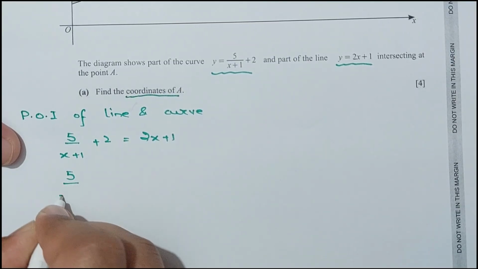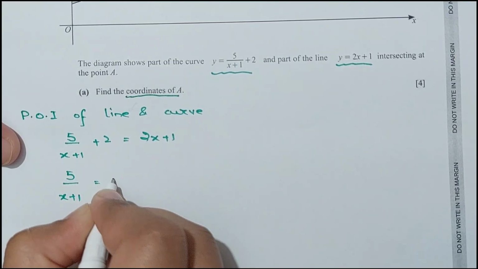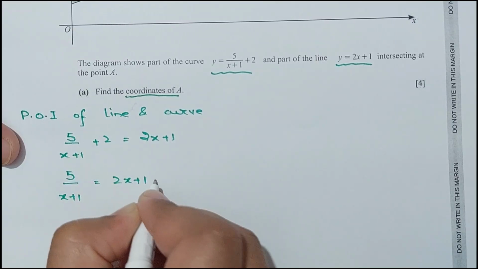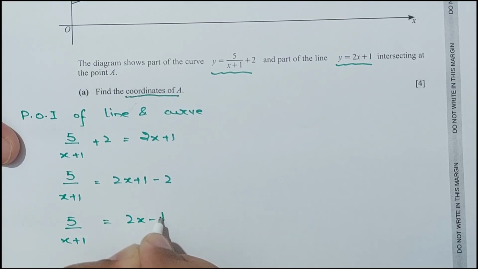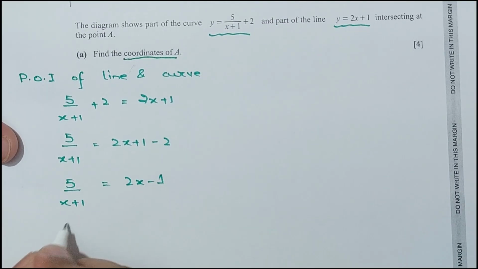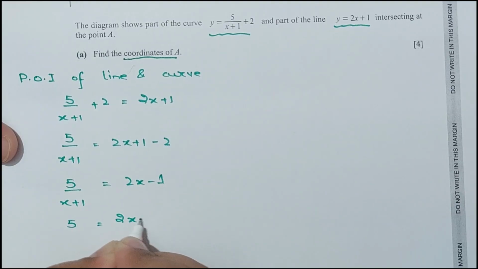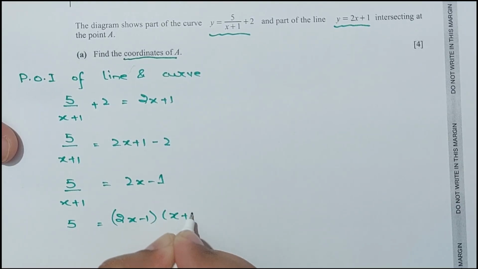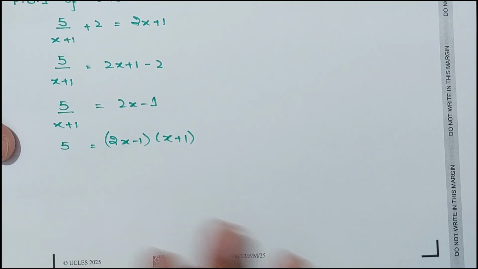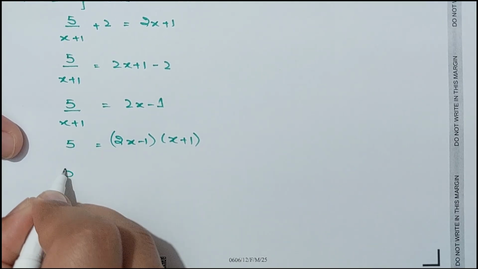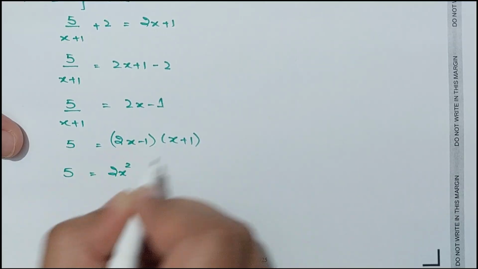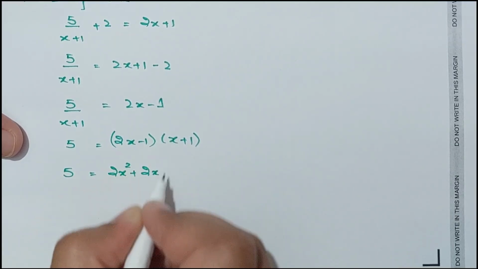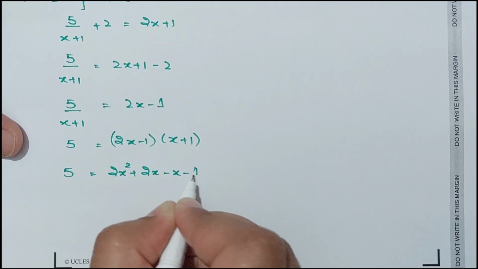So 5 over x plus 1 equals 2x plus 1, and subtract 2. So 5 over x plus 1 equals 2x minus 1. Cross multiplied, 5 equals 2x minus 1 into x plus 1. This would be equal to 5, and 2x into x is 2x square, 2x into 1 is 2x. Now negative 1 with x is negative x and negative 1.